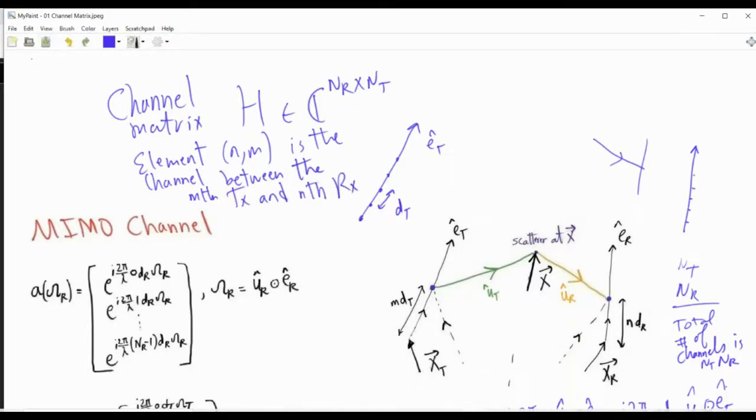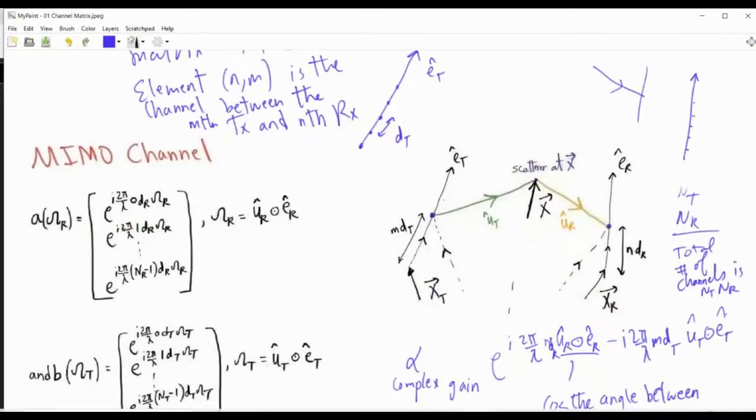Okay, and this will continue with us in the remaining part of the course. Although in the course the matrix will be abstracted: we will define it as a matrix of random variables, and we will not talk about propagation and so on.